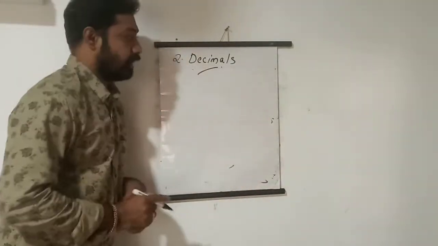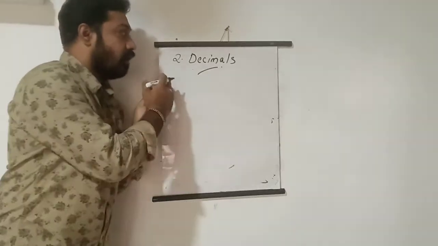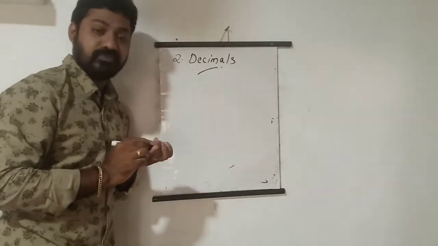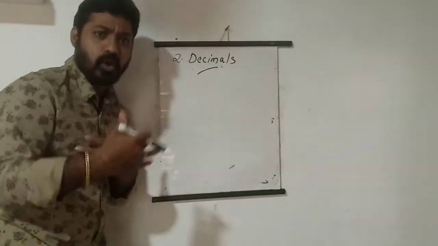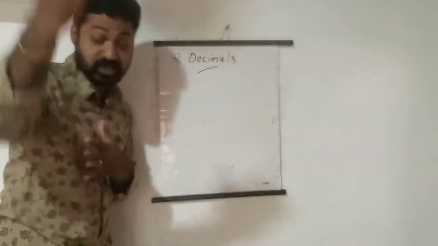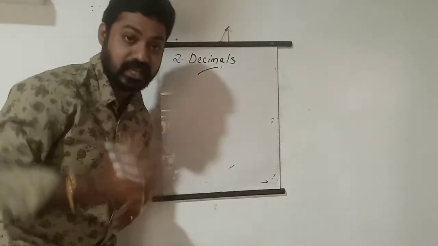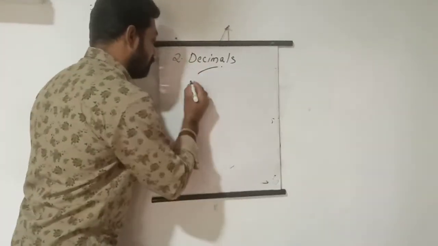Today we are starting our next chapter, decimals. This decimals chapter and the fractions chapter are very correlated. We are starting the chapter on decimals from the fractions that we learned in the chapter on fractions. So let's take an example.